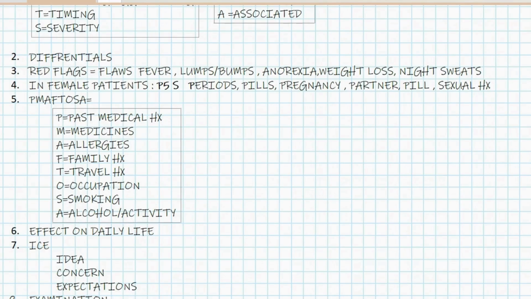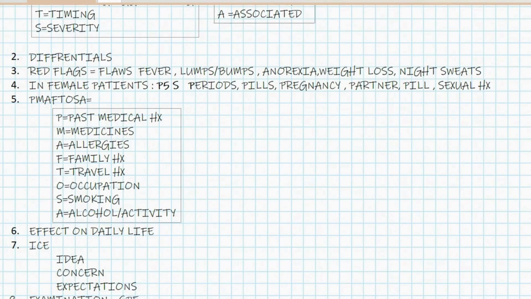Forgot to write here psychosocial history. In psychosocial history, it actually helps you understand the patient's life, stressors, support system, and impact of illness. Keep it gentle, non-judgmental, and empathetic. Ask, who do you live with? Do you have someone at home who supports you? And you can ask about family and relationships here.